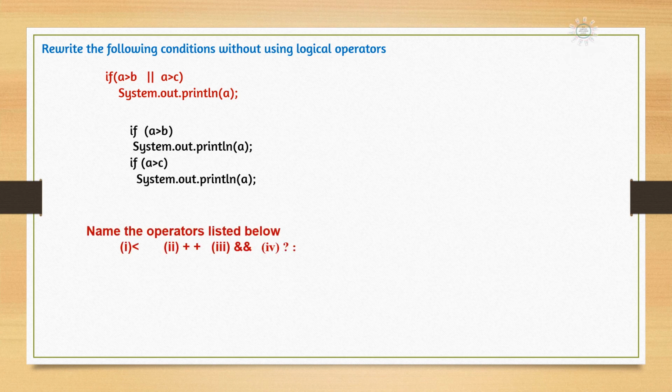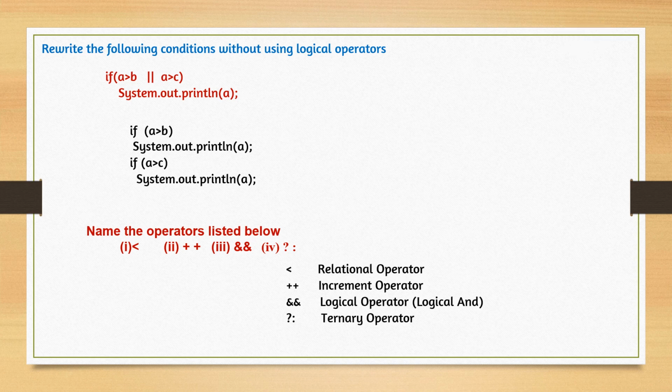And now this question was asked in the board: name the operators listed below. I think all of you know the names. Here the first one is relational operator, second one increment, logical operator, that means logical AND, and question mark is the ternary operator. All of you should study, that means have thorough knowledge of the operators, how to use them and what names are given to the operators.